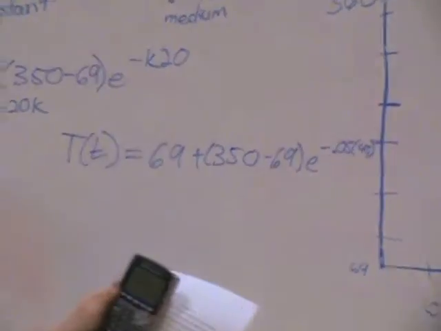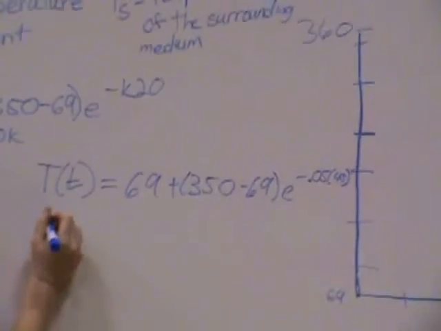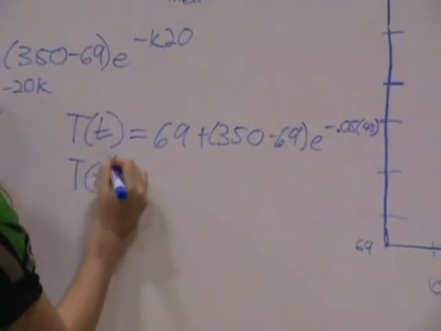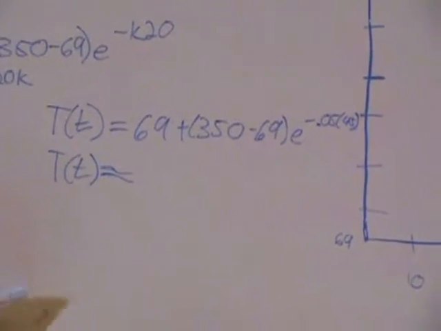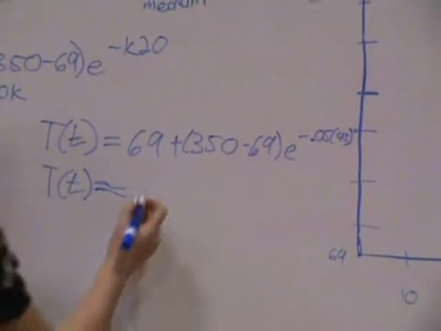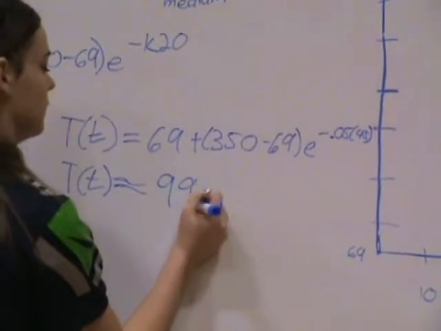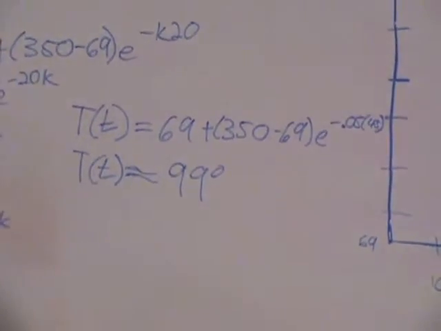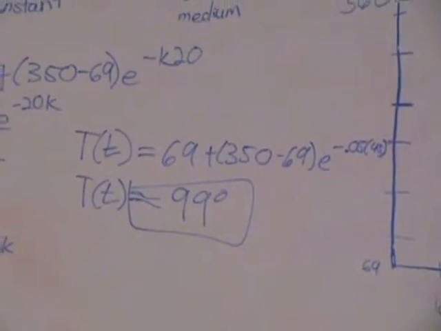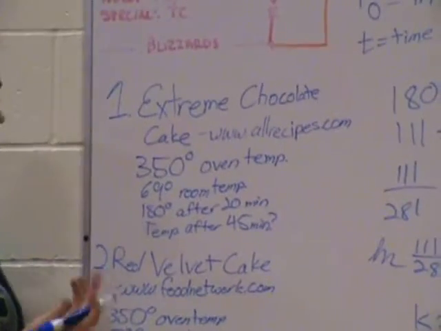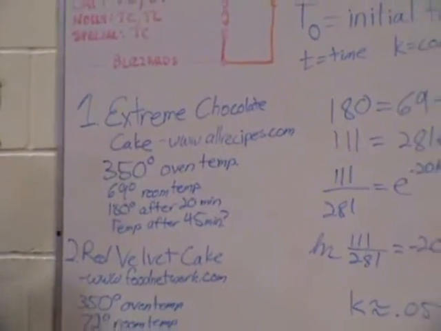And then this, you can put it into your calculator, and the temperature will be about 99 degrees, rounding off to the nearest degree. So your answer would be about 99 degrees after 45 minutes for this cake, an example of this cake.